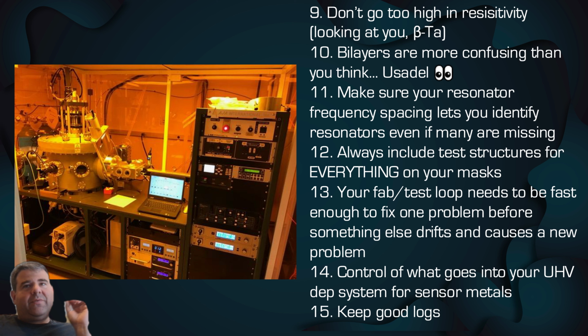This one's less obvious, number 13, but your fab and test loops need to be fast enough to fix one problem before something else drifts and causes a new problem. There's always new problems arising in the fab, so you need to fix one before another one arises. And if you don't do that, you may never converge to a working device. So you need to be able to make the device and test it pretty quickly.